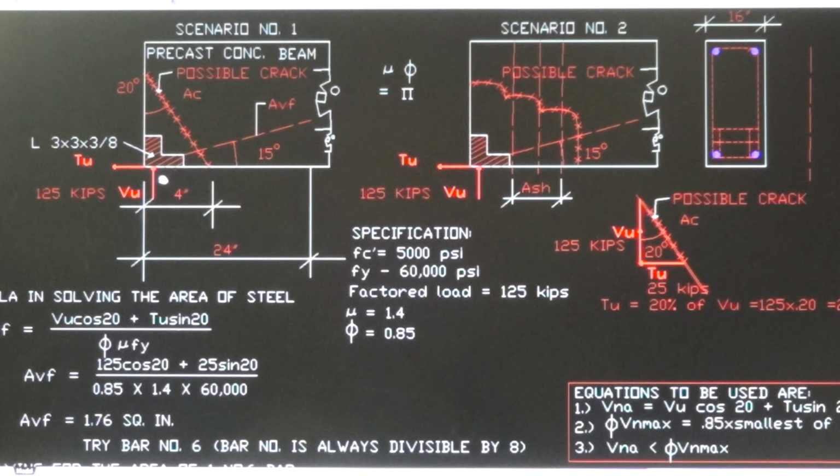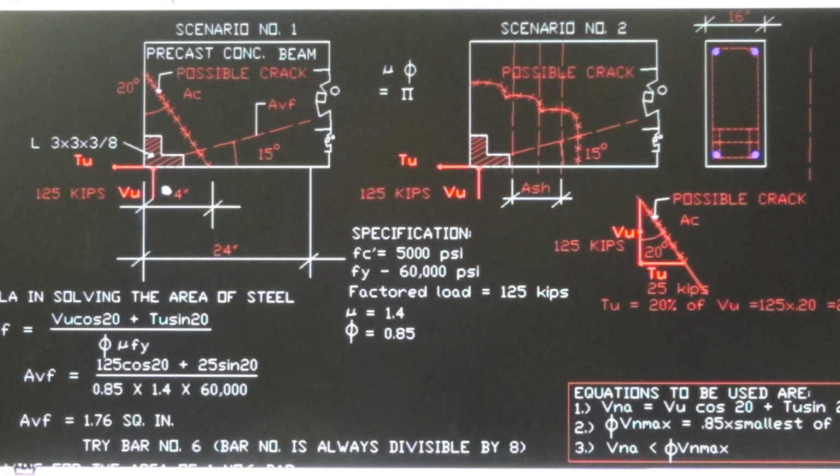The lower corner of the beam is provided an angle of the size 3 inches by 3 inches by 3/8 inches thick.